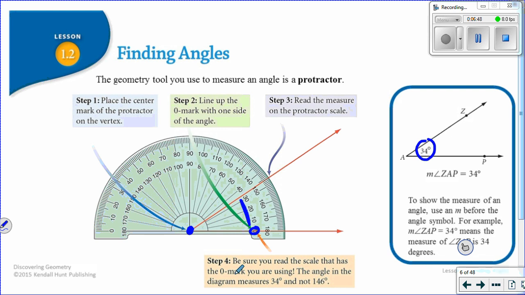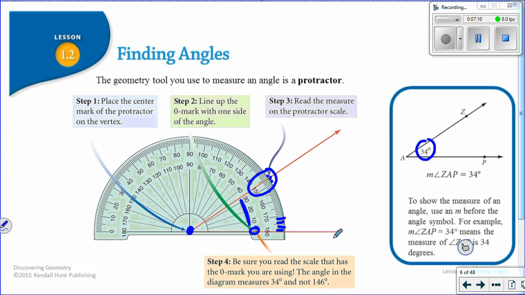Now notice right here, even if I'm looking at the outside track, if this is 30, then this would be 31, 32, 33, and 34. So that's where I get my 34 degrees. You can read the smaller lines to get your 4 from the 30.